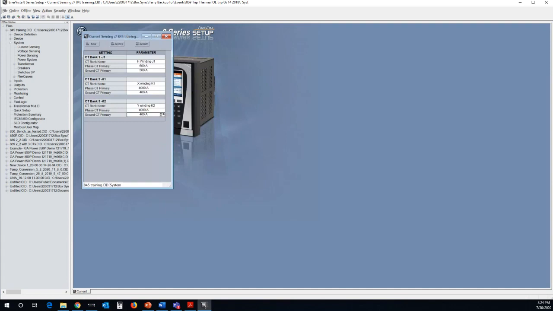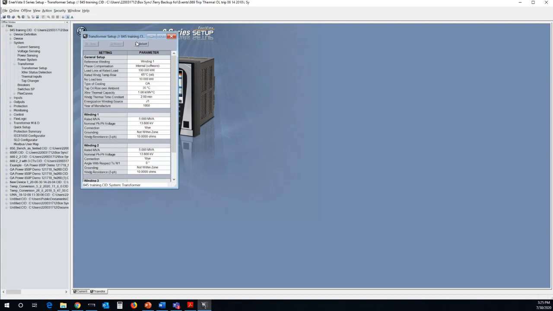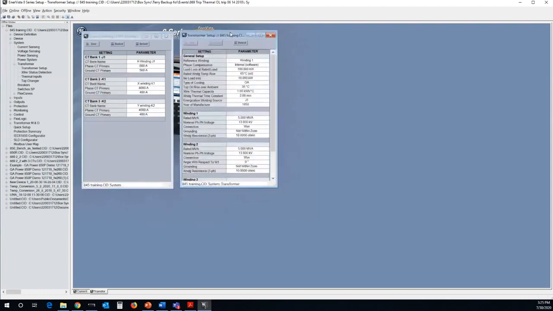Now, the next thing I probably need to do is to set up my transformer. So let's set up my transformer. So I'm going to double click here. I'm going to do a transformer setup. And then now I'm going to set up these 3 windings.